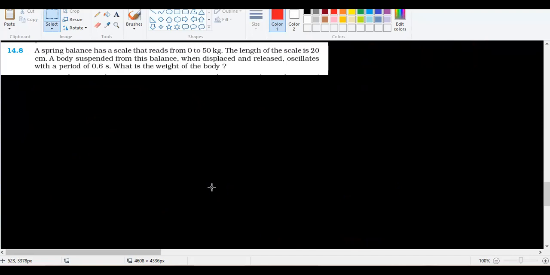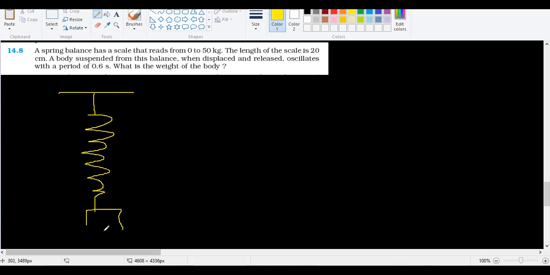A spring balance has a scale that reads from 0 to 50 kg. The length of the scale is 20 centimeter. A body suspended from this balance, when displaced and released, oscillates with a period of 0.6 seconds. Right, so it's kind of moving up and down.